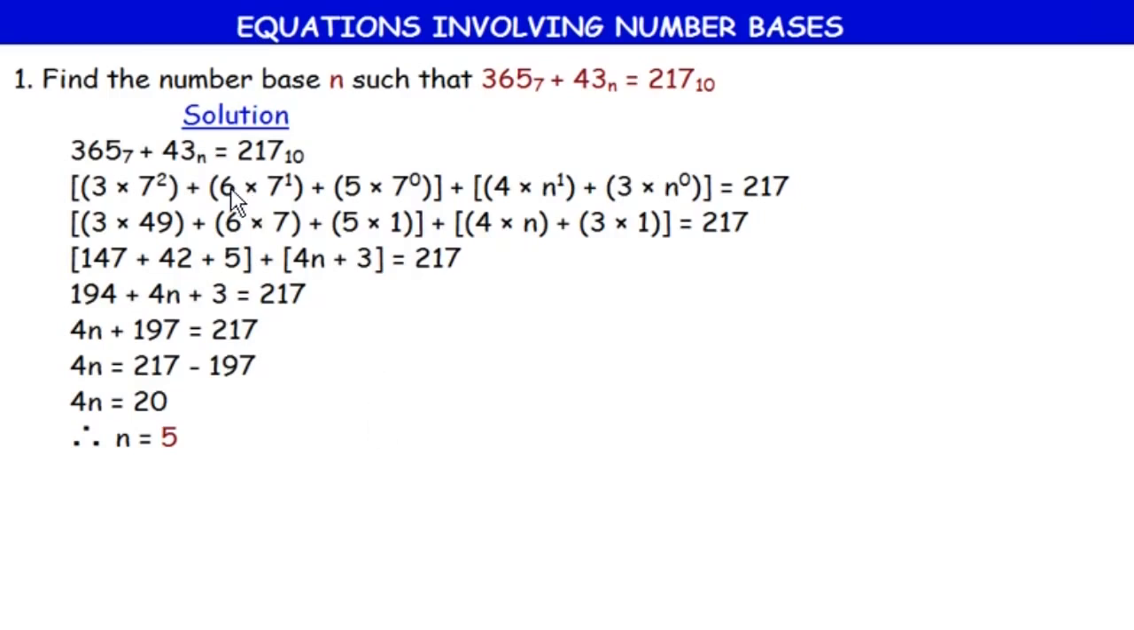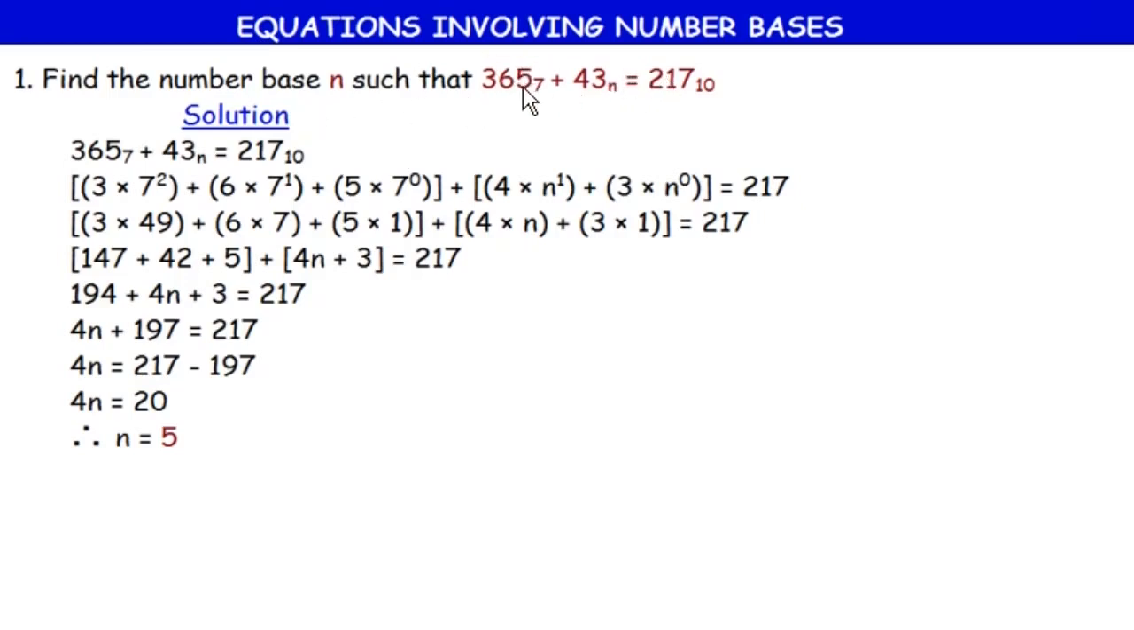Okay, so let's now look at equations involving number bases. We have a question here. We have to find the number base n such that 365 base 7 plus 43 base n is equal to 217 base 10. So how do we go about this question?